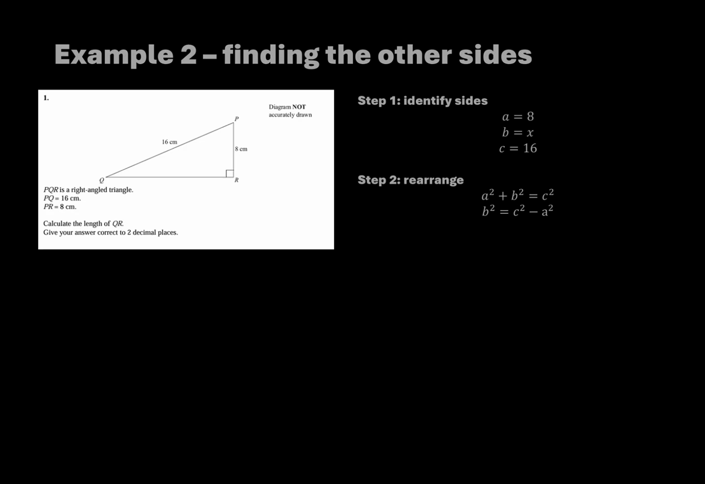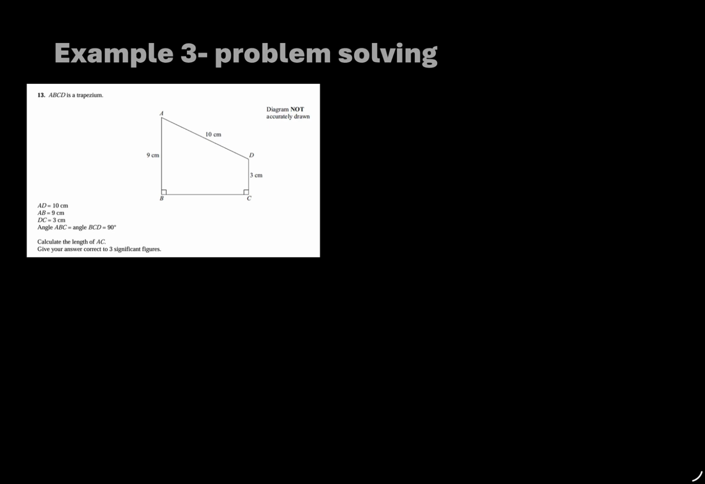Cool. Then we're just going to substitute in again. So x squared, which is the same as B squared, is 16 squared minus 8 squared. Simplify, square root, remembering to ignore the negative square root, 13.86, and that's already correct to 2 decimal places. Cool, done. Okay, so in examples 1 and 2, they were your straightforward, just apply Pythagoras' theorem questions.